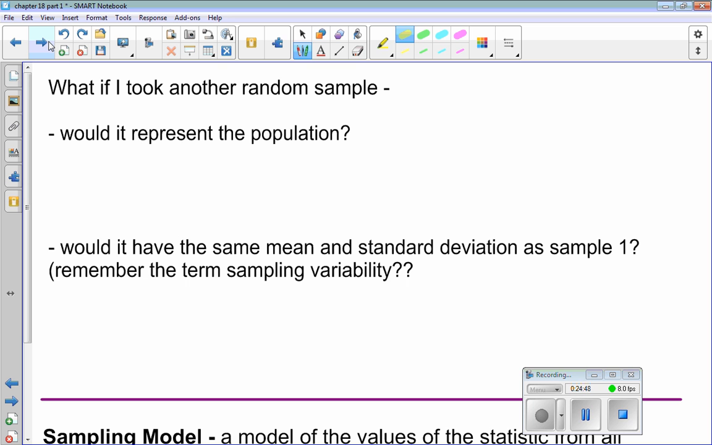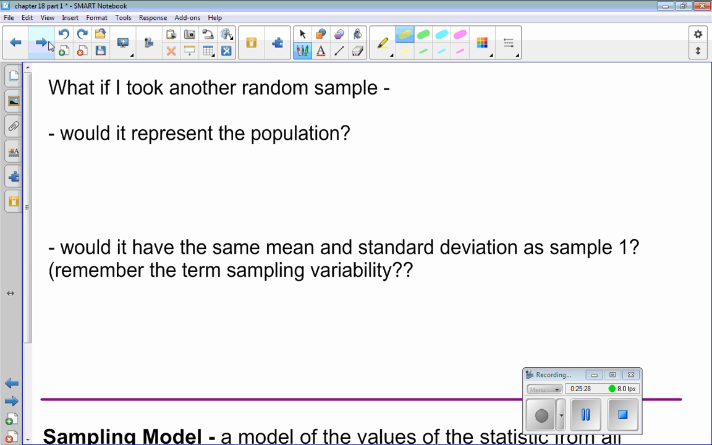We already know this stuff, okay? We're getting ready to start the new stuff. So if I took a sample, okay, pretend I took a sample, here it is, would it represent the population if it's random? Possibly. We hope it does, right? Okay. Would it have the same mean and standard deviation as the sample I did earlier? No, most definitely probably wouldn't. I shouldn't say definitely, but it's very unlikely that it would.